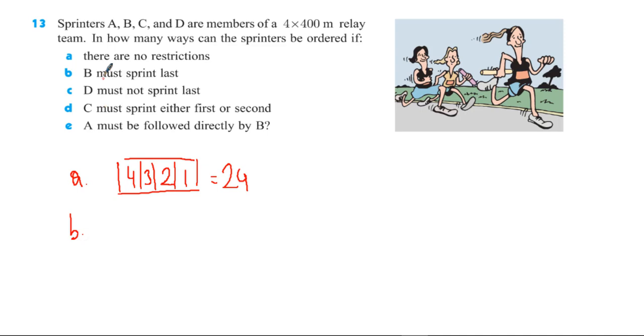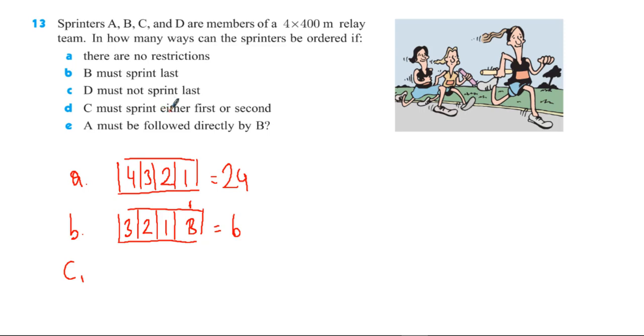And for B, B must sprint last. If B is last, B is here. I already used one of my choices, so 1 person is here. I have the other 3 people to arrange. So I have 3 choices, then 2 choices, then 1 choice. So in total, I have 6 different ways to do it.